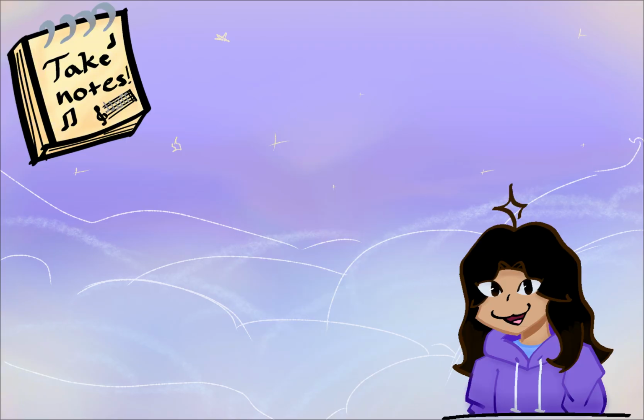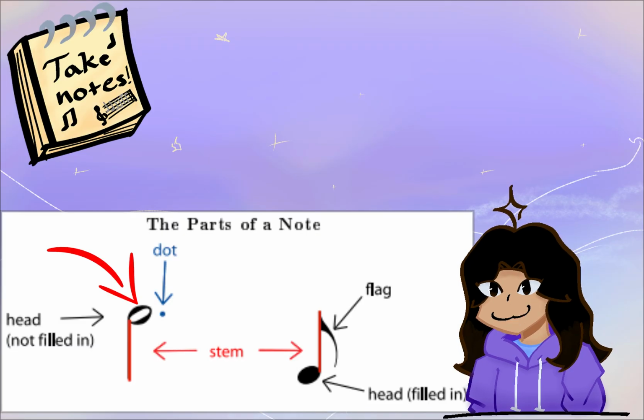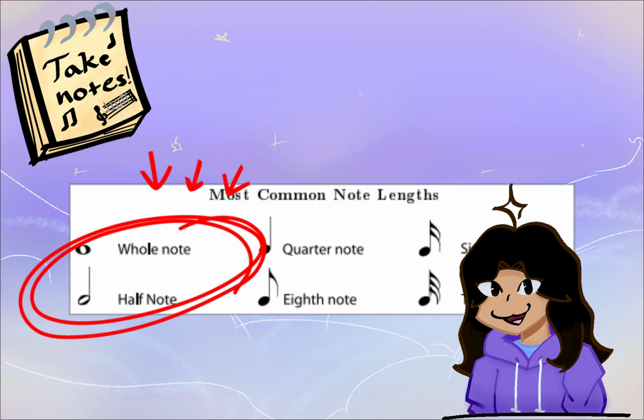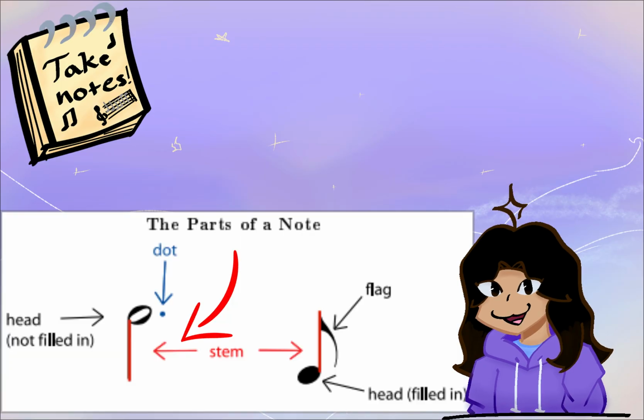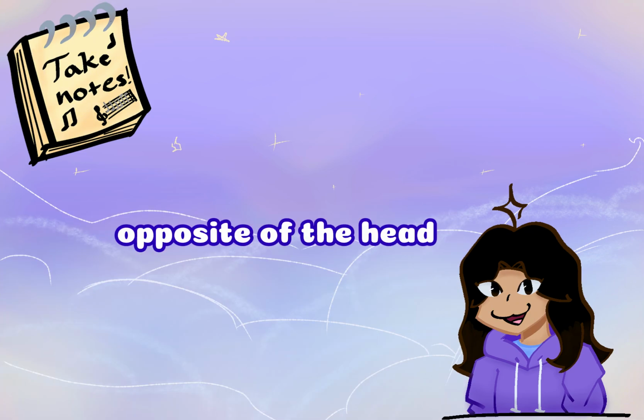Are you wondering how to tell the types of notes apart? Well, first we have to understand note anatomy. There's the head of the note, or that oval thing that the stem of the note connects to. It can be either hollow or filled in. Only whole and half notes are hollow. There's the stem, the line that connects to the head. Then there's the flag, the squiggle that comes off the end of the stem, opposite of the head.